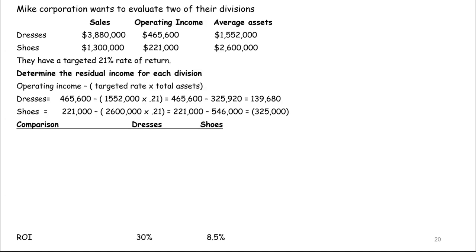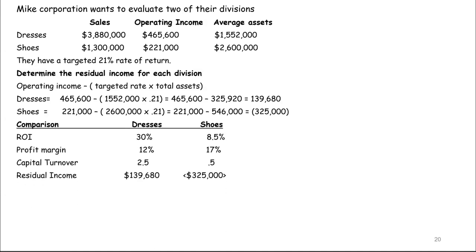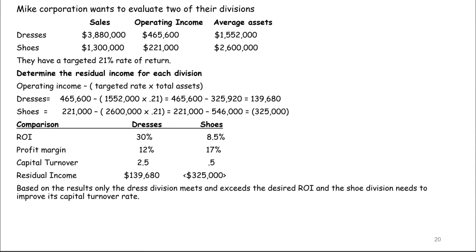So let's do a comparison of all. I think you need to compare all the ratios. And I think if you were going to discontinue any of them, it would be shoes, because they just don't do as well in terms of using their assets, and they don't have any residual income. Although that 21% is a pretty high rate of return. All right, that ends part 1 for chapter 9.